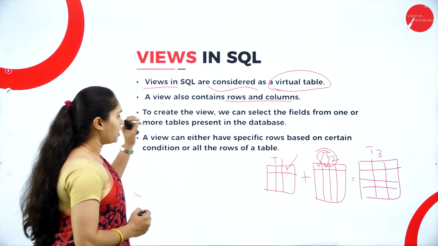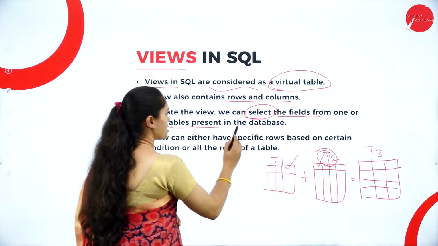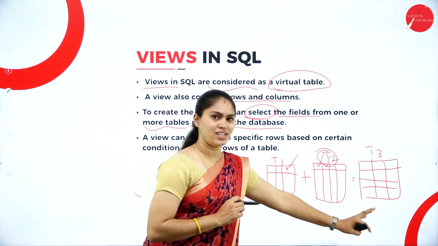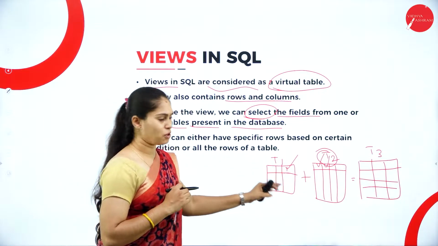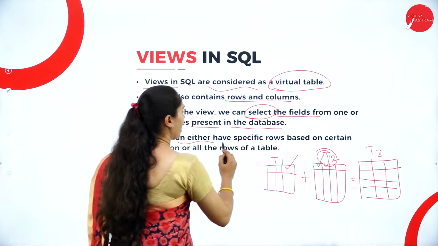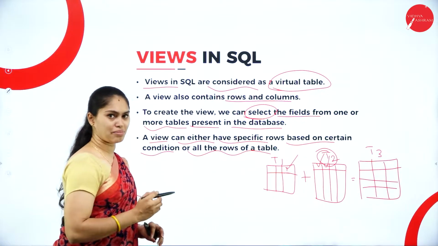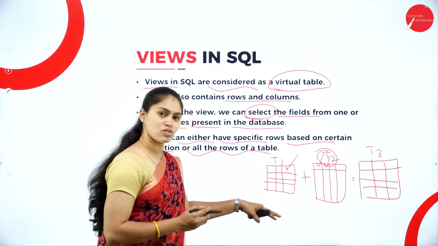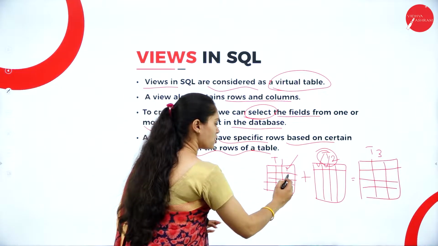And also in order to create a view, we can use select fields from one or more tables which are present in the database. As I told, if you wanted to create a view or a virtual table, you can select the data, you can select the fields or columns or attributes from one or more tables. And also a view can either have specific rows based on certain condition or all the rows of a table. So here you can have certain rows or else you can have all the rows of a particular column. Whenever you are choosing a column, here also you can make a choice.